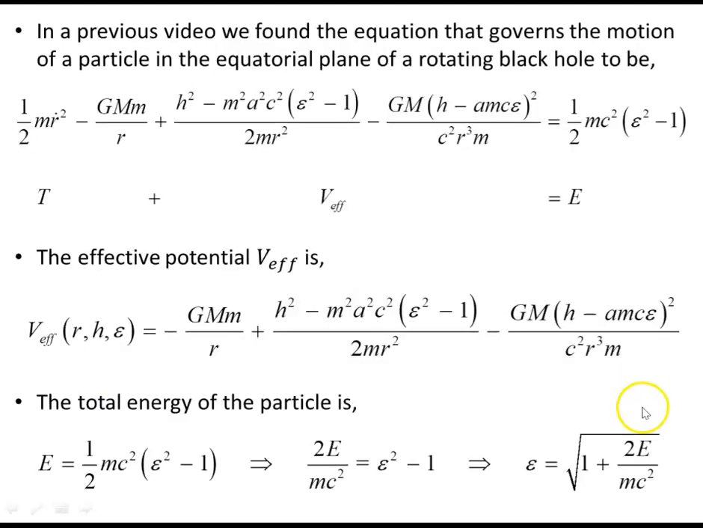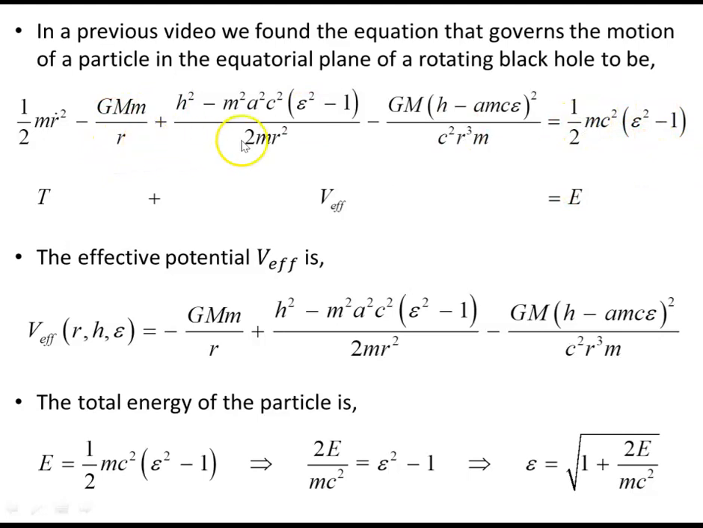Okay. Now, in the previous video, we found the equation that governs the motion of a particle in the equatorial plane of a rotating black hole to be this. Okay, this was the equation. We had r dot, and manipulating that, we have the kinetic energy part, a potential energy-like term called an effective potential. It's not actual. We don't have potential energy in general relativity. And then the energy term on the end, the energy of the orbit.